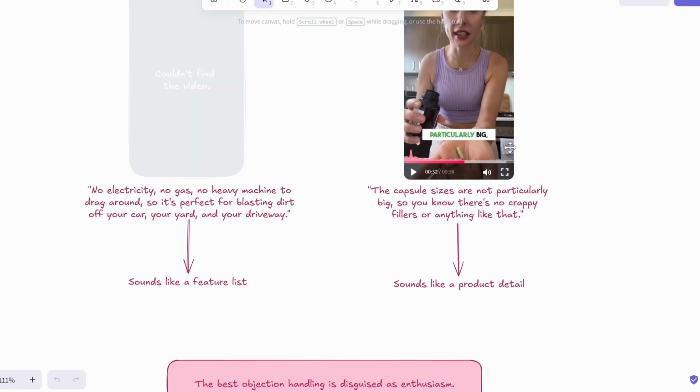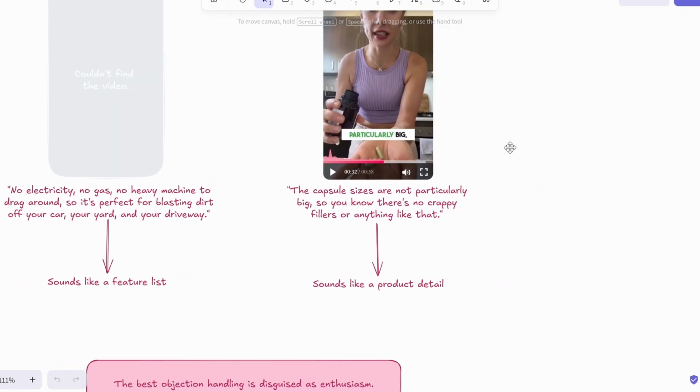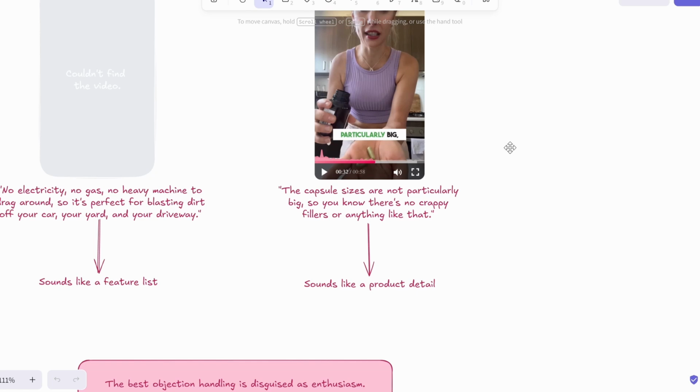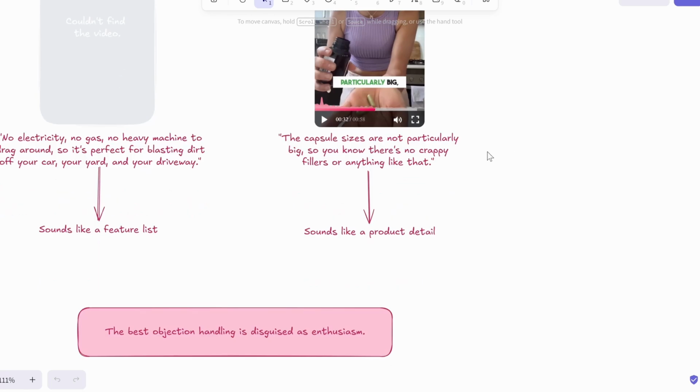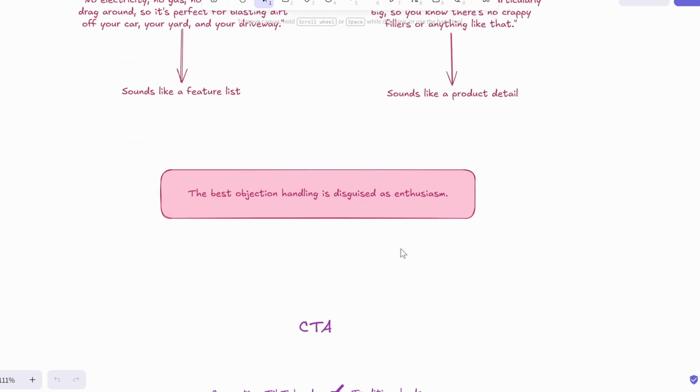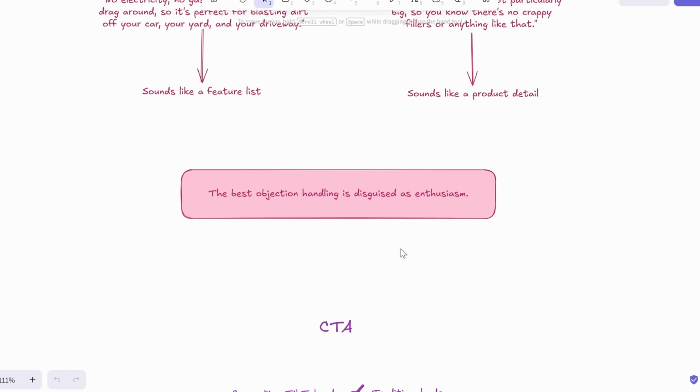Or this one. The capsule sizes are not particularly big, so you know there's no crappy fillers or anything like that. That sounds like a product detail, but it's quietly addressing the skepticism every supplement buyer carries. What is actually inside this thing? The creator doesn't say, I know you're worried about the ingredients. She just describes the capsule size and lets the viewer connect the dots themselves. That's the craft. The best objection handling is disguised as enthusiasm. It never feels defensive because it never announces itself as a rebuttal.